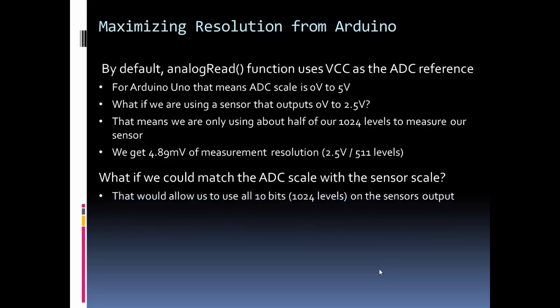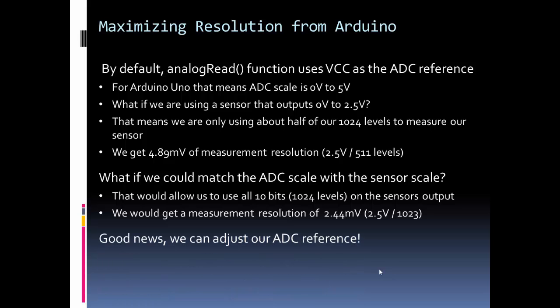Meaning, if we could match the voltage scale of the ADC to whatever device we're measuring, we could get the full 10 bits, or 1,024 levels, to measure the sensor's output. Once again, if our ADC reference was 2.5 volts, we would get 2.44 millivolts of resolution. So we could get a much more real picture of what the actual value is.